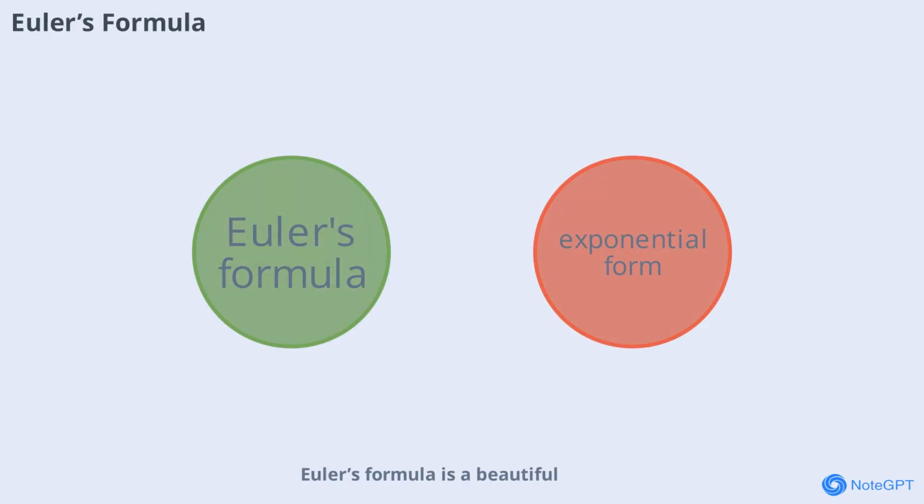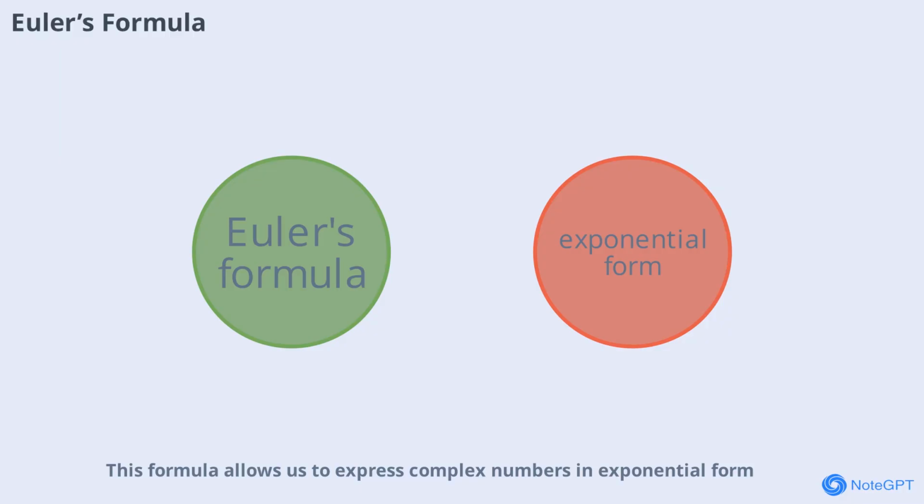Euler's formula is a beautiful connection between complex numbers and trigonometry. It states that e^(iθ) equals cos θ + i sin θ. This formula allows us to express complex numbers in exponential form, making calculations even more elegant and powerful. It's a cornerstone of higher mathematics and engineering.